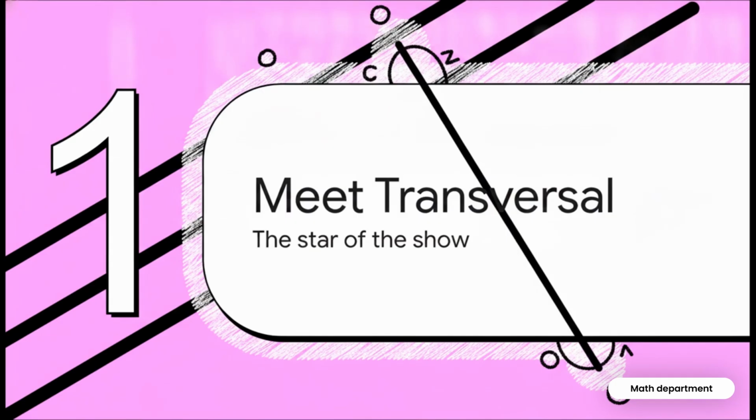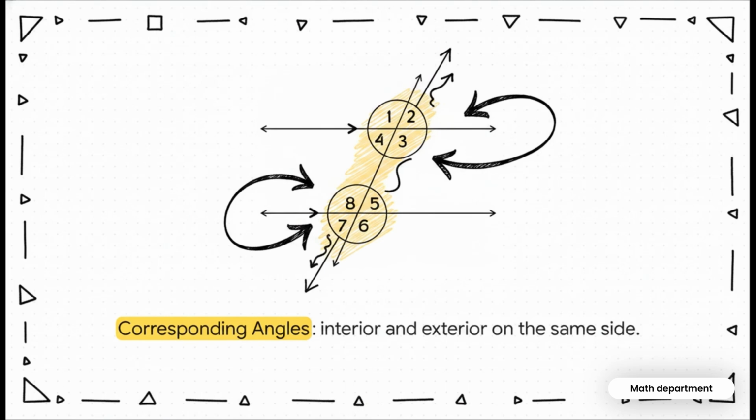Meet the transversal. When a straight line, which we call a transversal, intersects two or more other straight lines, it creates some very specific pairs of angles. We're going to start with corresponding angles. Notice how angle 1 and angle 8 are positioned. You've got one exterior angle and one interior angle, and they're both sitting on the exact same side of that diagonal transversal line. Basically, they perfectly correspond to each other's position at their respective intersections.